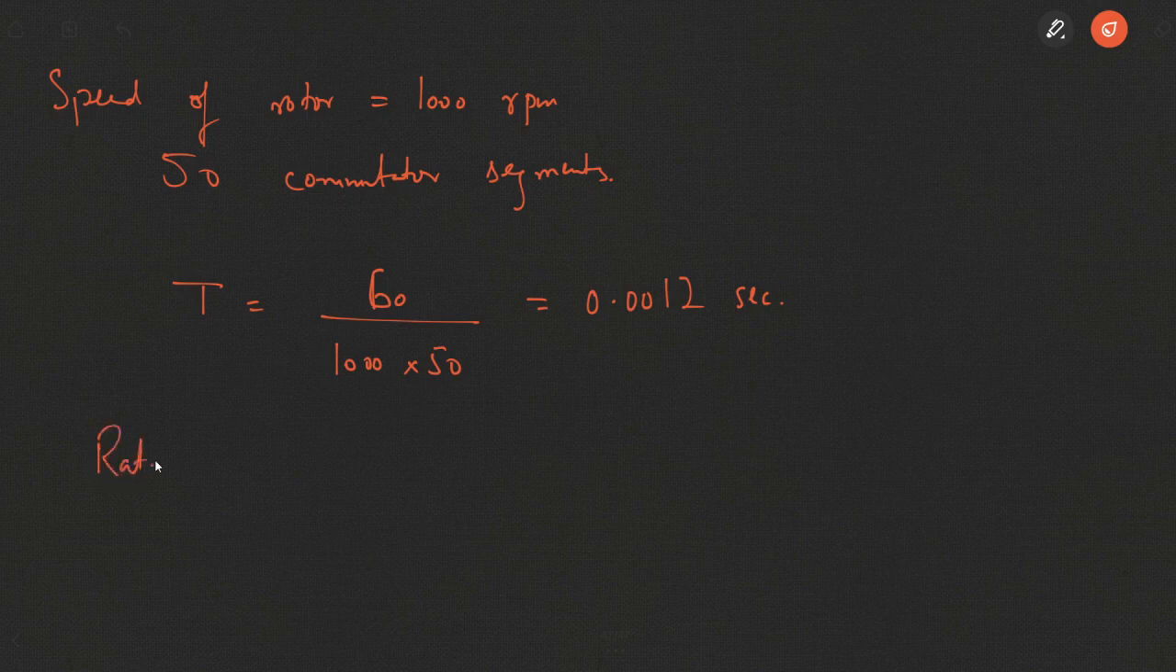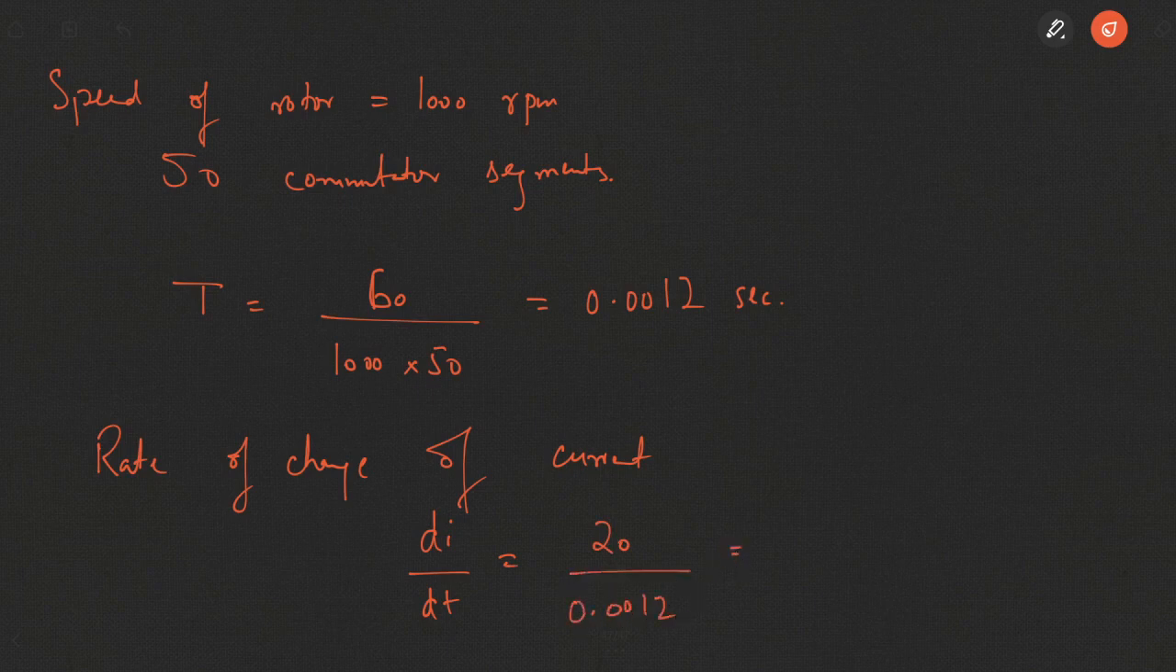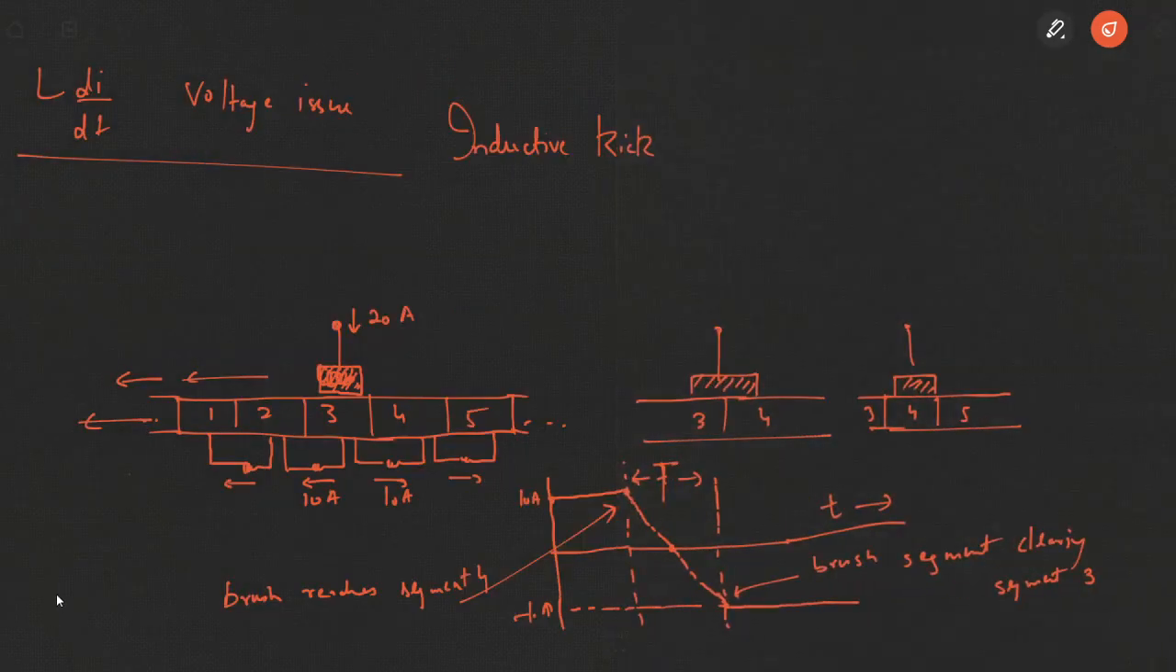Now with this in mind, the rate of change of current, how quickly the current has to change, will be given by di by dt. We have assumed here that 20 amperes of current is flowing through this. 20 divided by 0.0012 gives us 16666.67 amperes per second. So this is the rate of change of current, how quickly the current is changing once the brushes short the commutator segment.